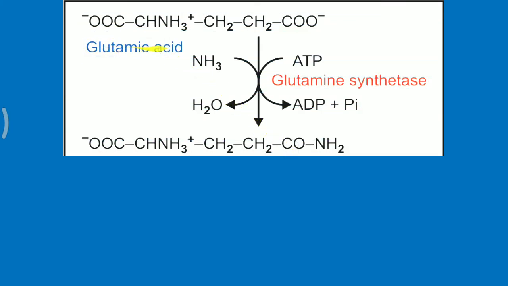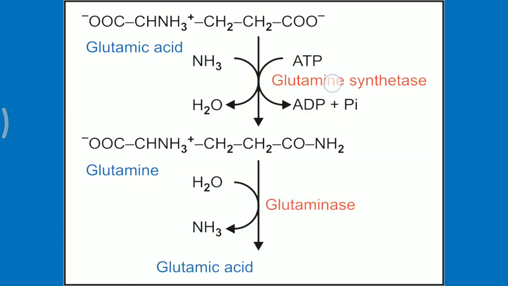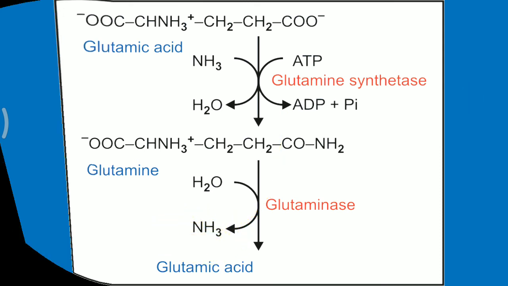So simply, glutamic acid combines with ammonia and is converted into glutamine by glutamine synthetase. Here ATP is utilized, so it is a synthetase. In the same way, glutamine reverses back to glutamic acid or glutamate with the help of glutaminase, an enzyme present in the liver. So these two reactions are important to trap ammonia and release it in the liver. Finally, this ammonia will be converted into the urea molecule.